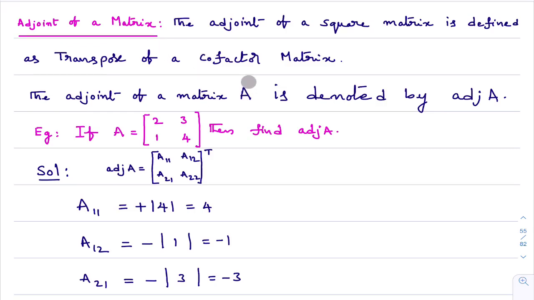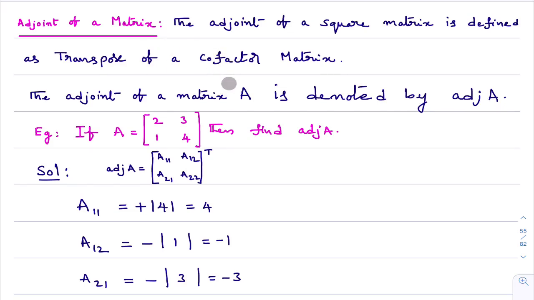To understand this class, you must be good in what is minor of an element and what is cofactor of an element. In last exercise, completely we discussed about minor and cofactors only. I hope by this time you are good in what is minor of an element and what is cofactor of an element.